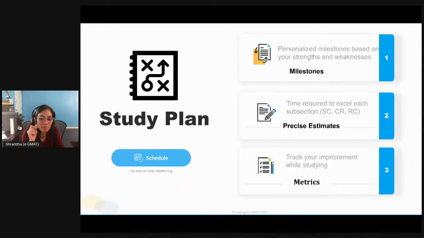So our study plan is the GPS for you to chart out that very clear path that you need to take in your GMAT journey to reach your target goal. Now, eGMAT is not only about giving you the contents to score your target score. It is also about guiding you through the right path to reach that score.